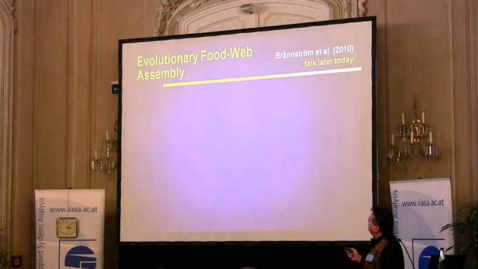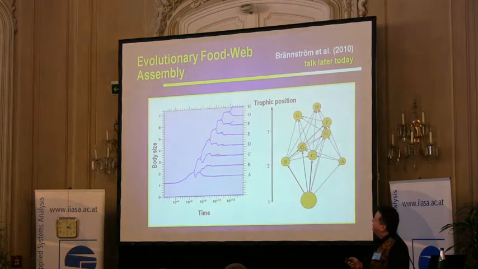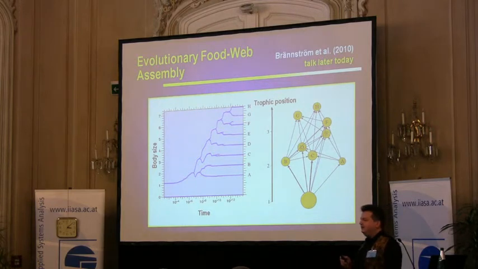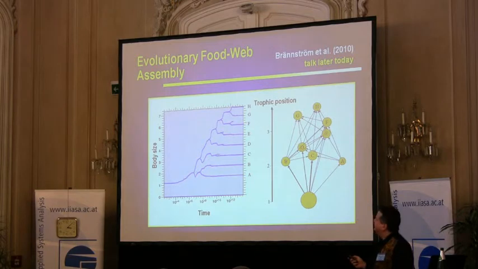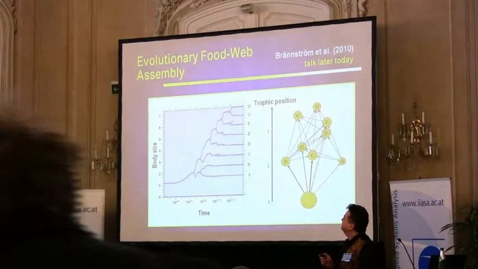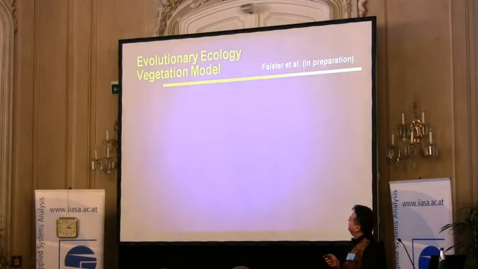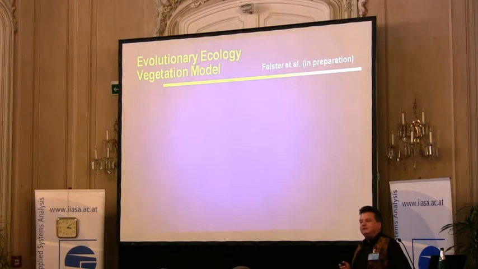Okay, and then closing with two more data-oriented applications. I would like to show you our work on evolutionary food web assembly, but that will actually be shown in detail by Orke, so I can easily skip that. This is the emergence of food webs through adaptive radiation. So I can go to our evolutionary ecology work with plant ecologist colleagues from Australia.